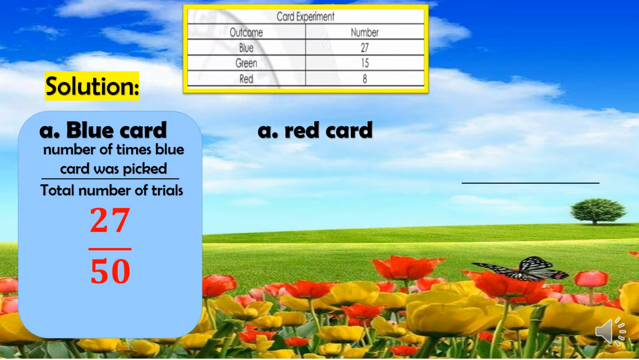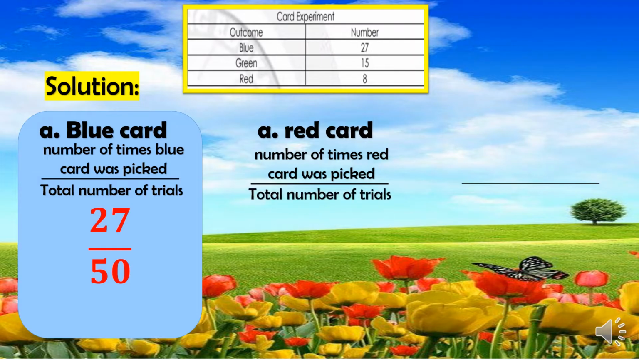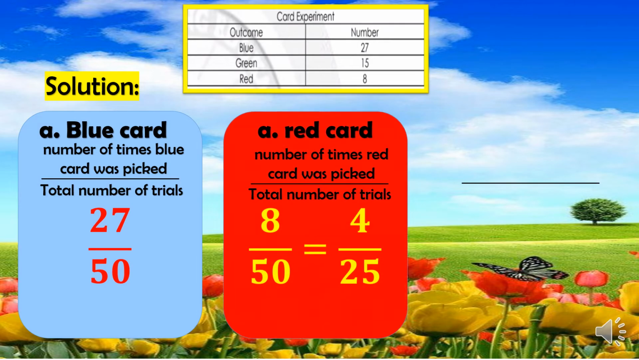Okay, so let's move on to red card. So the same: number of times red card was picked over total number of trials. So that means you have 8 over 50. Okay, so we can make this into lowest term. So the answer is 4 over 25. So that means the experimental probability of getting a red card is 4 over 25.